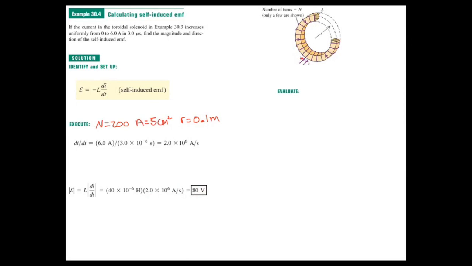Now if I look at where the current's flowing into the solenoid and flowing out, if I call this point A and this point B, then by Lenz's law, the induced EMF is such to oppose the change in flux through each of these windings. And to do so, the voltage at B has to be greater than A. In other words, the induced EMF would choose the current to flow the other way. And this ends example 30.4.